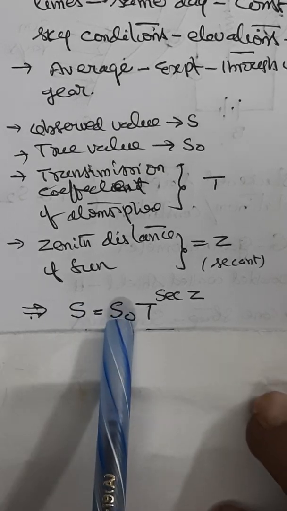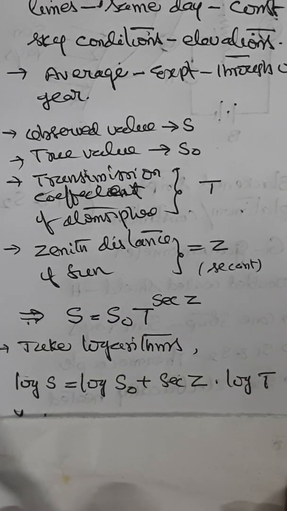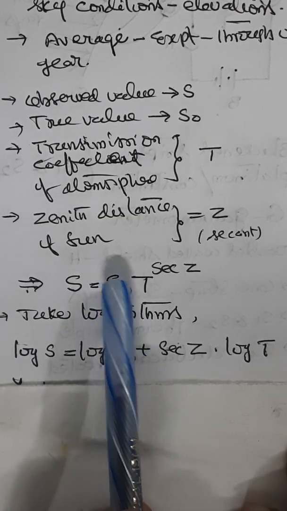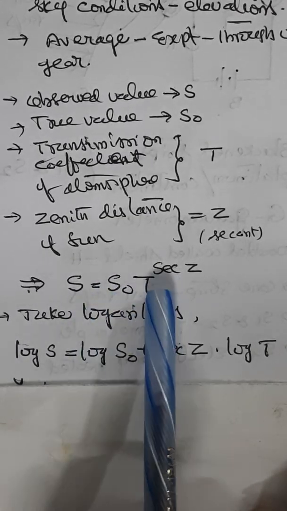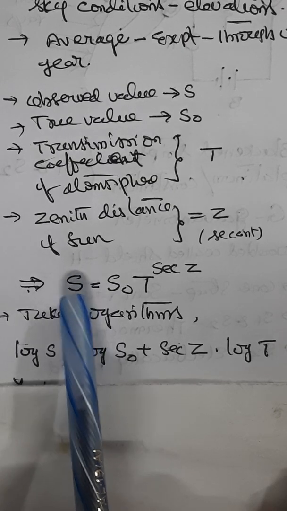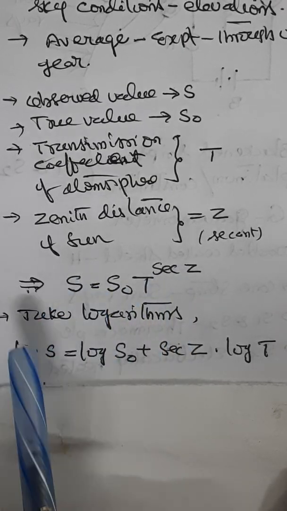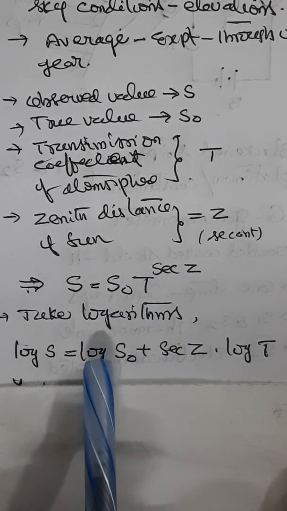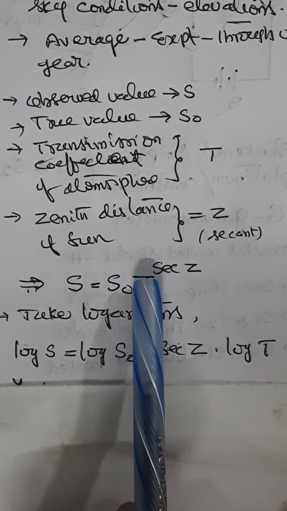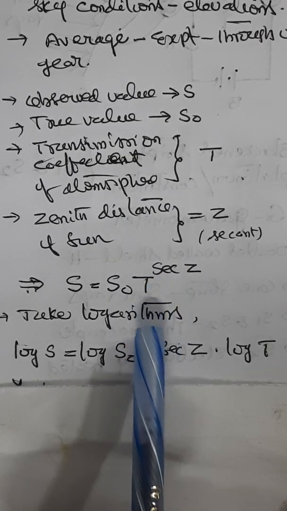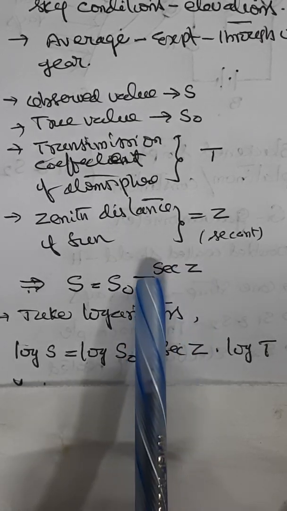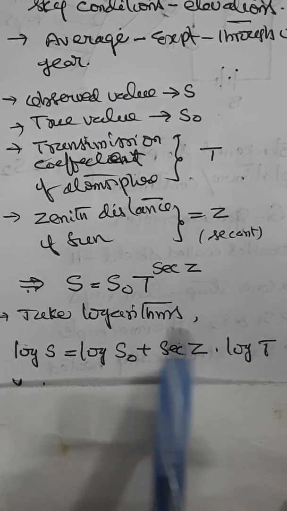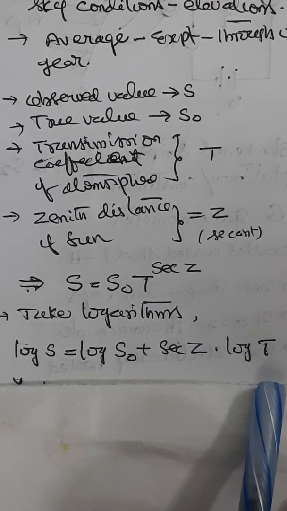So based on this, if you take logarithm on both sides, on the left side you have log S, and on the right hand side you have log S0 plus log of T power sec Z, that is sec Z into log T. So this is the logarithmic relation we will have.